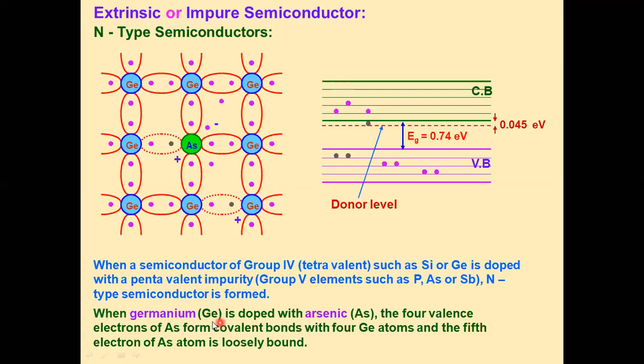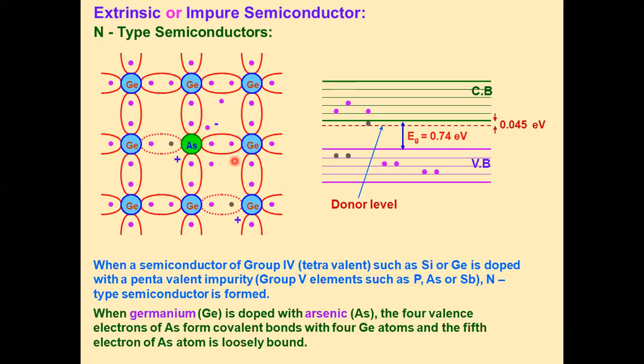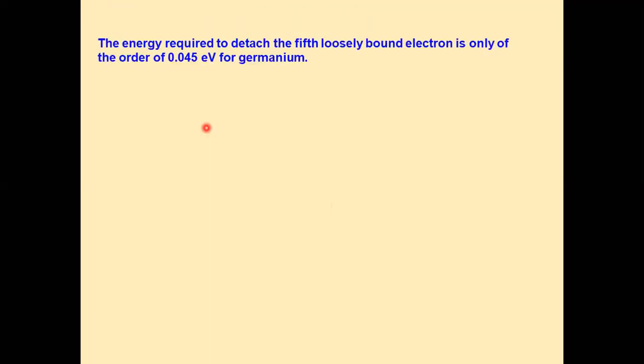When you consider the example, germanium is doped with the arsenic element. Four valence electrons of the arsenic form covalent bonds with four germanium atoms, and the fifth electron is loosely bound. This is the fifth electron. This is the arsenic atom, and this arsenic atom forms four covalent bonds with the four germanium atoms, and one electron is free. So it is loosely bound with the crystal.